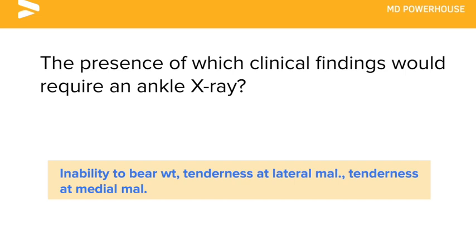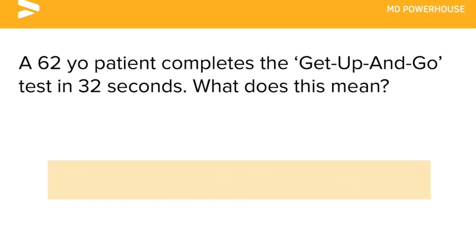A 62-year-old patient completes the get up and go test in 32 seconds. What does this mean? The patient is at an increased risk of falls. So remember that you can assess a patient's fall risk by assessing their history of falls, their history of any mobility issues, their age, polypharmacy, and of course the get up and go test.